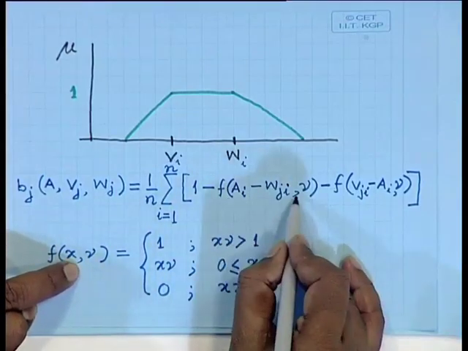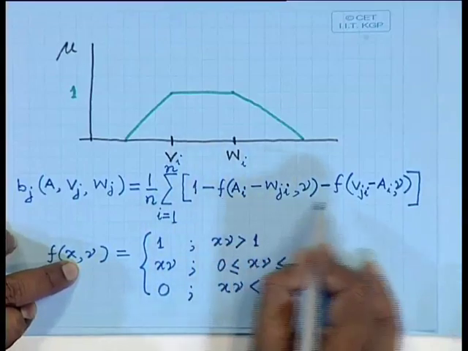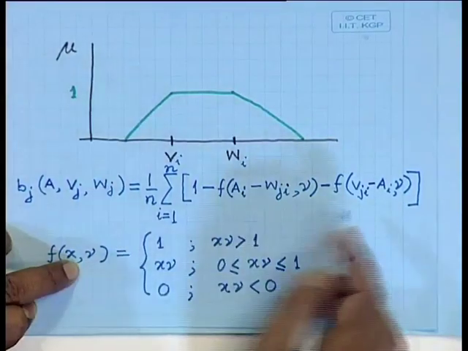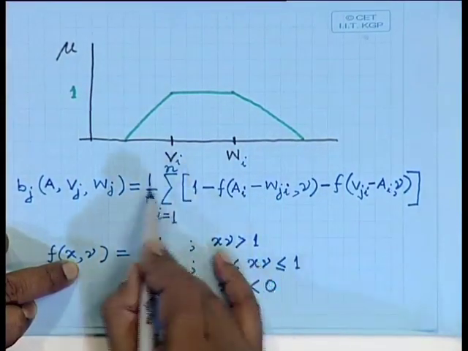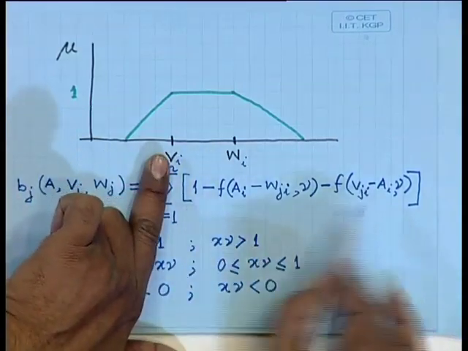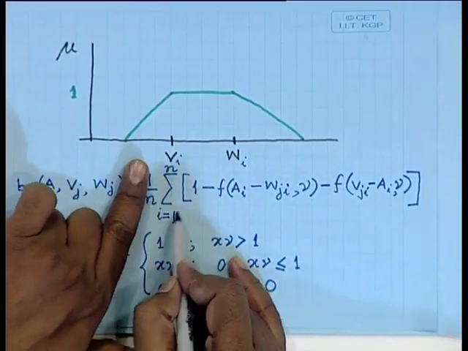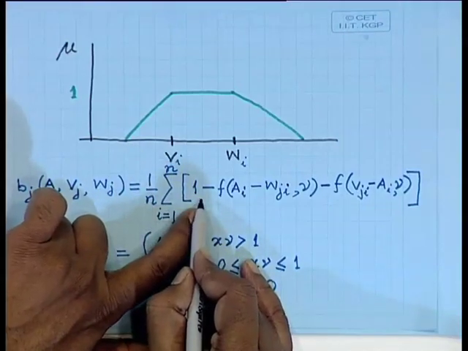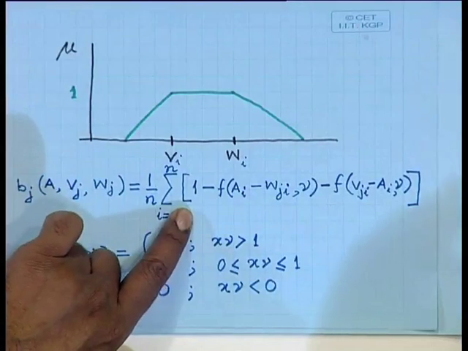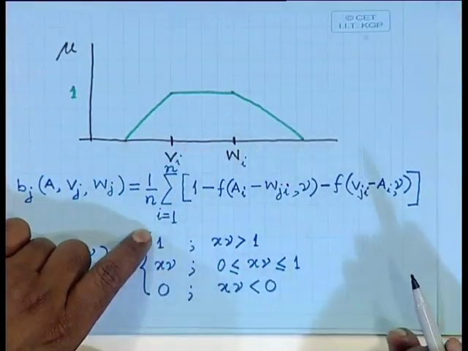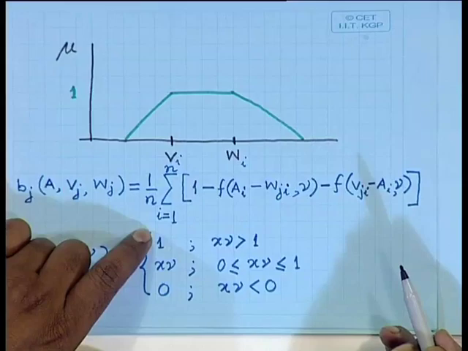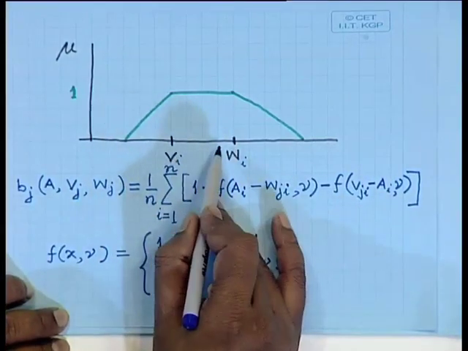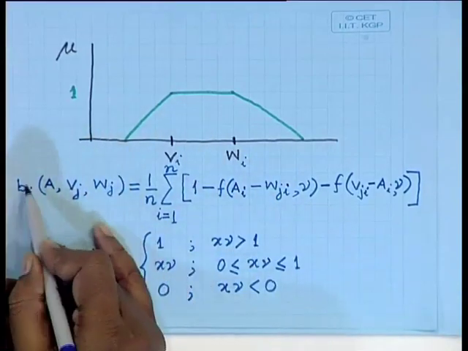So, both these functional values, f(a_i - w_ji, gamma) and f(v_ji - a_i, gamma), are zeros. As both of them are zeros, a single term in this summation returns a value 1, which is summed over i equal to 1 to n. So, I get a value equal to n, because this one is being added n number of times. Take the average, divide by n, I get a value equal to 1. So, that clearly shows that if the point lies between the min point and the max point, then the membership value which is computed will be equal to 1.